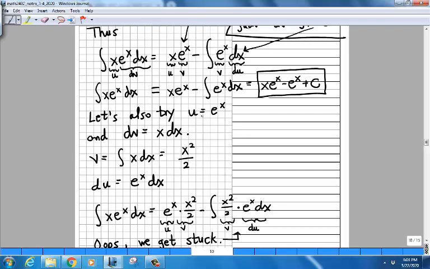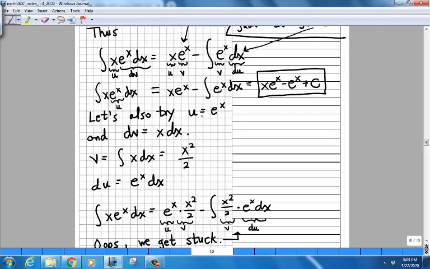So suppose instead of letting u be x, we let u be e to the x power. So we chose u to be this part of the integrand, and that means dv is going to be the rest of the integrand. Remember, after you've made your choice for u, then everything else has to be dv, or vice versa. Since here we chose u to be e to the x, dv is going to be x times dx, because that's what's left in the integrand.